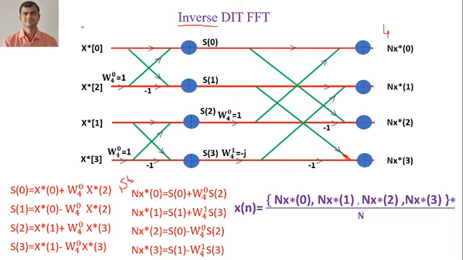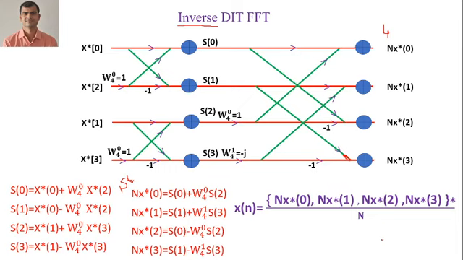Here at the input we will be having the discrete frequency sequence, and at the output we will be having the discrete time samples. So we will be getting x of n here in the inverse DIT FFT algorithm. Whatever answer we are getting here, just take the conjugate of this sequence and divide it by capital N, and we will be getting the answer of x of n. This is the procedure to find the inverse DIT FFT algorithm.